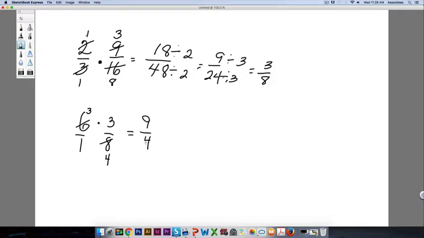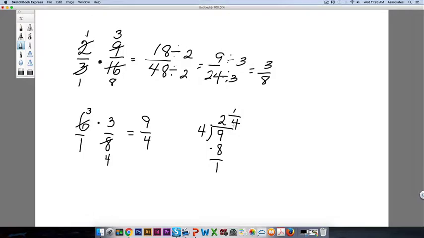In some situations, you will leave the number improper, where the numerator is larger than the denominator. In others, you're going to make it a mixed number by dividing the denominator into the numerator. 4 goes into 8 2 times. 2 times 4 is 8. We subtract. We put our remainder on the top and what we divided by on the bottom.